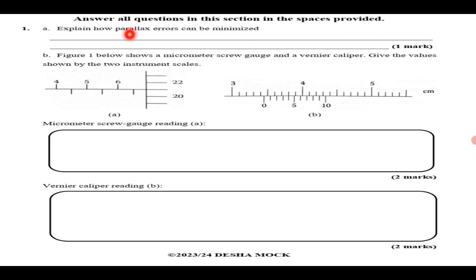So the question is saying explain how we can minimize, not correct but minimize, reduce the occurrence of such errors. You do this by simply taking a reading. Read the measurements with your eyes directly perpendicular. Perpendicular means right angle. So your line of sight must be perpendicular or at right angles to the scale.